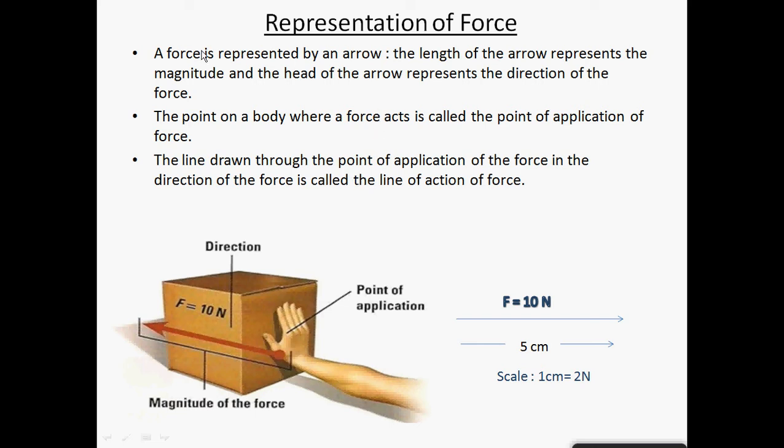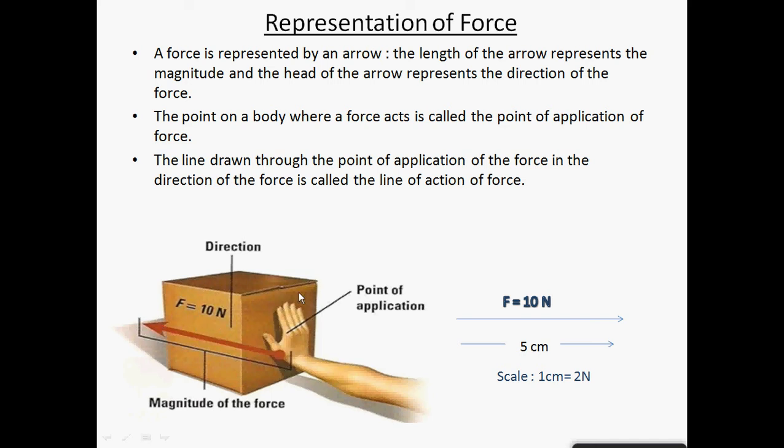So to represent a force, we use an arrow. This is an arrow. Suppose we take an example of this block and a person applying force by his hand on that particular block. Students, this is the point at which the hand is in contact with this block. This contact point at which the force is being applied is known as the point of application of force, and the direction towards which this force is being applied by the hand is considered the line of action of force.